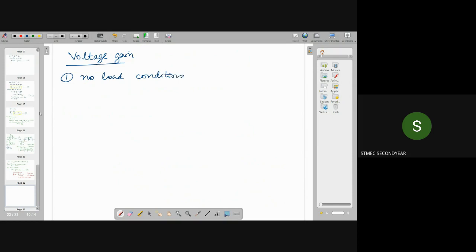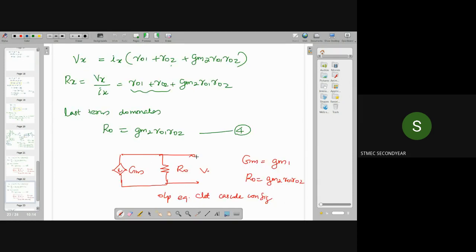Okay. No load condition means I am considering this single circuit. Here we are not connecting to any load. That is the no load condition I am assuming. So here I can say the output voltage will be equal to what? Capital letter GM into VI into R0. Sorry, this is the GM matralla, GM into the VI. So this output voltage will be equal to GM into VI into R0.